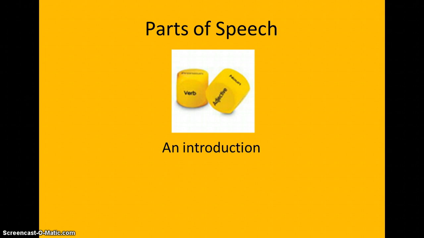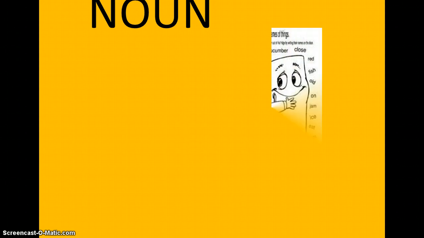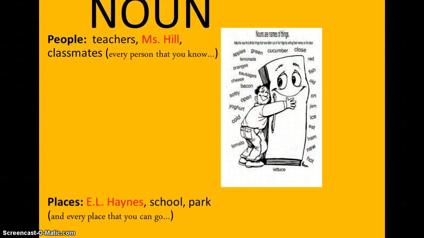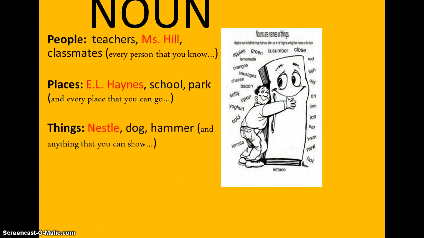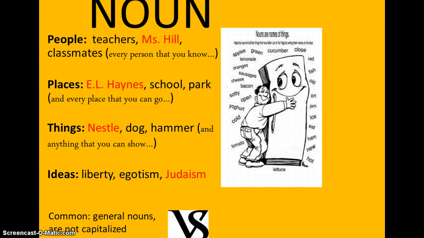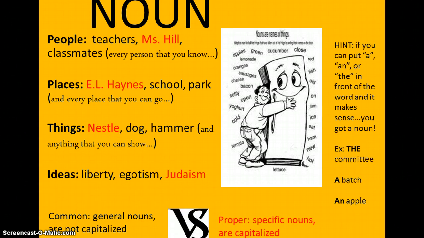So let's get started. As I said, this PowerPoint contains information on all parts of speech, so we're just going to quickly move through the ones that you should have already studied. We talked about nouns as people, places, things, and ideas. We talked about common versus proper nouns, and how if you can put a, an, or the in front of a word and it makes sense, you have a noun.